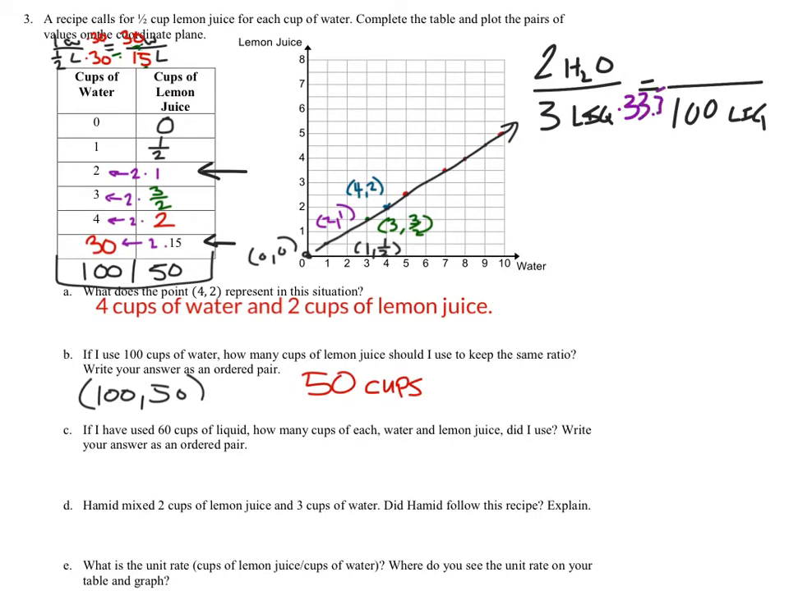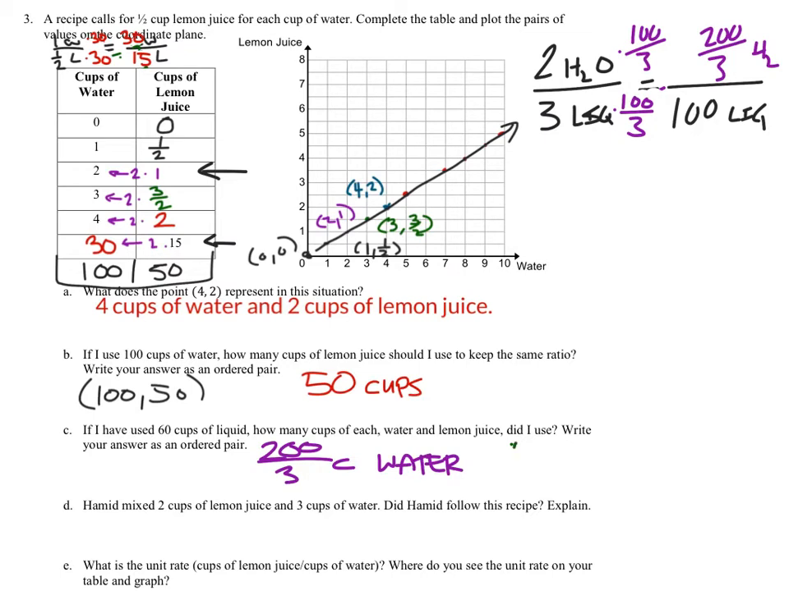repeating. Or you could just multiply it by 100 thirds. Either way. So I would multiply the 2 by 100 thirds, and I would get 200 thirds cups of H2O, so 200 thirds cups of water. And to figure out the lemon juice, I would just cut that in half, so divide that by 2, and we would get 100 thirds cups of lemon juice.